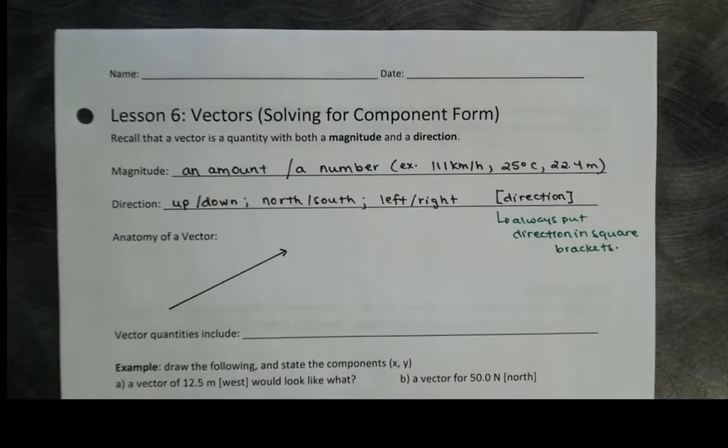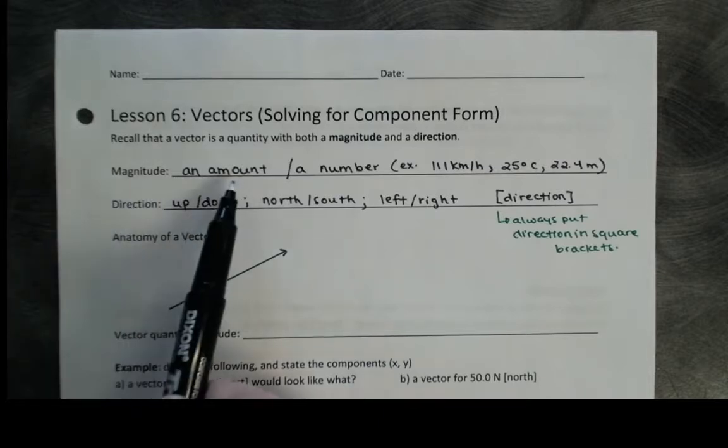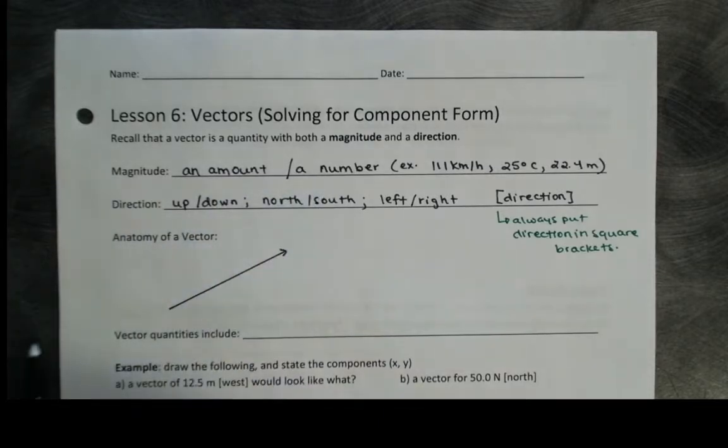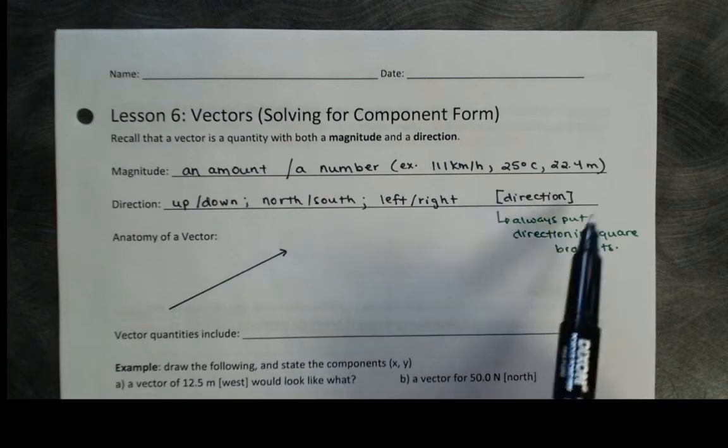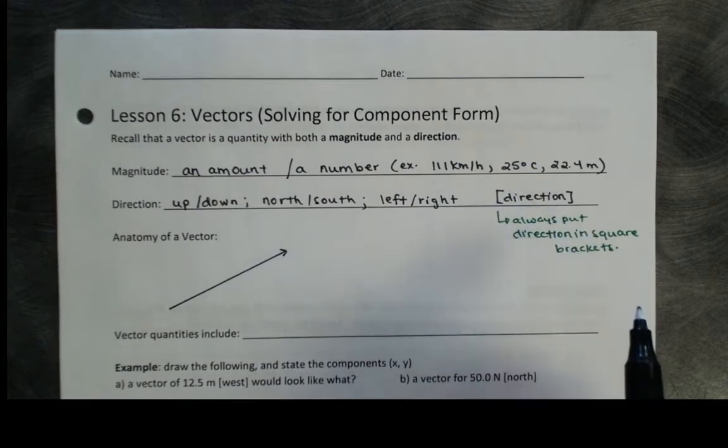Okay, today's lesson is lesson 6, and it's all about vectors. So vectors, remember, are quantities that have a magnitude and a direction. So they need to have a number, and they also need to have a direction associated with them. So magnitude just means amount or number, and then direction could be up or down, north, south, left, right, it depends. But we always put the direction in square brackets, okay?